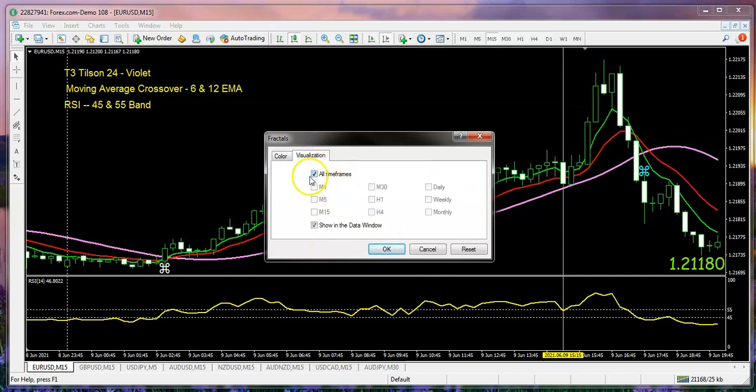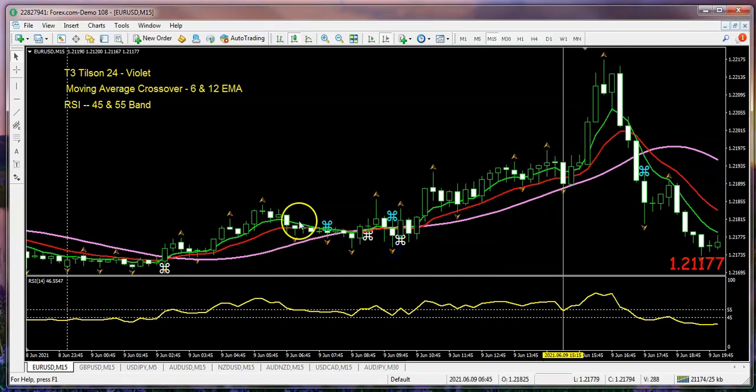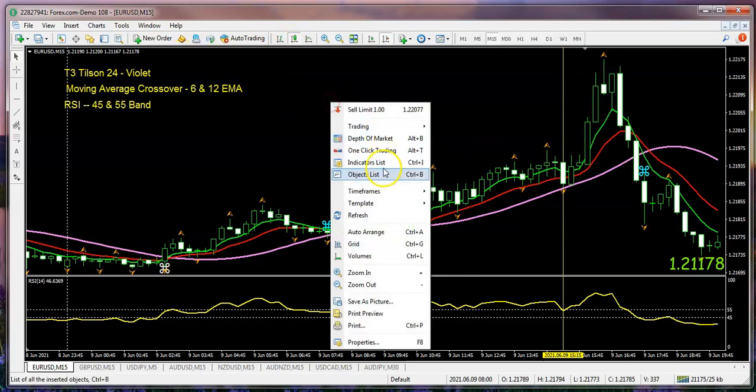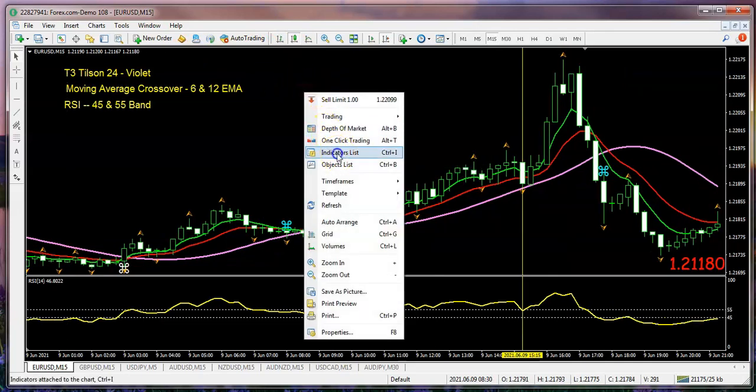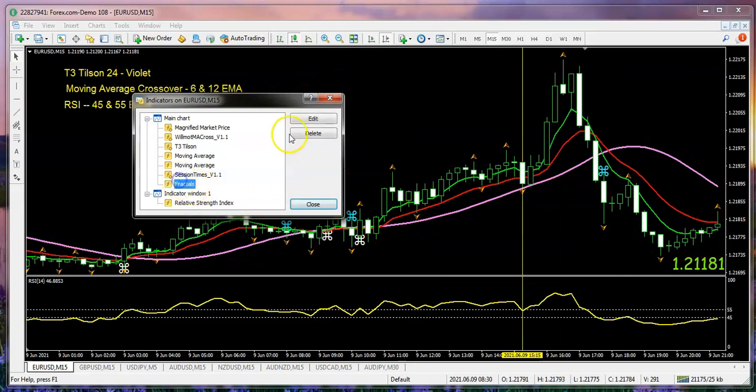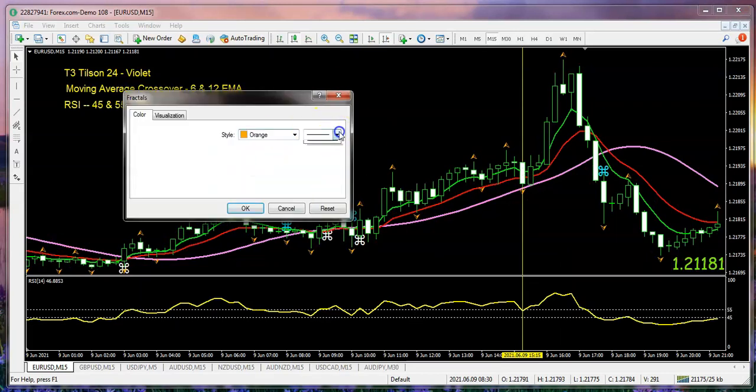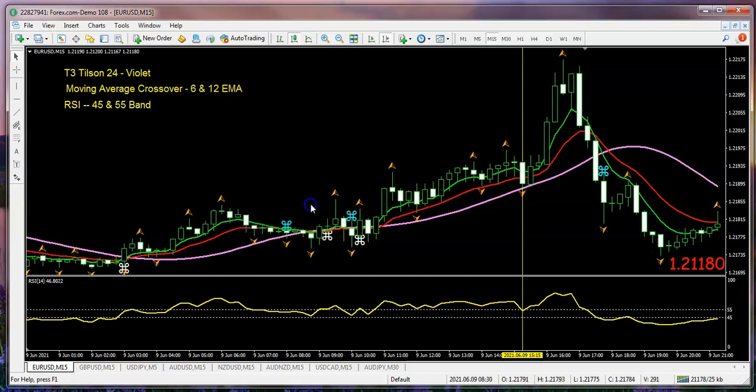I can change whether they appear in all time frames or just selected time frames. I left it that way. And now we've got our orange, and we'll click OK. Now notice here, and I hope you can see them in the video, and maybe actually what I should do is go to indicators. That was, by the way, right click on the screen, go to indicators, go to fractals, edit. Let's actually make them bigger just so you can see them more clearly. And so that's a little better perhaps.